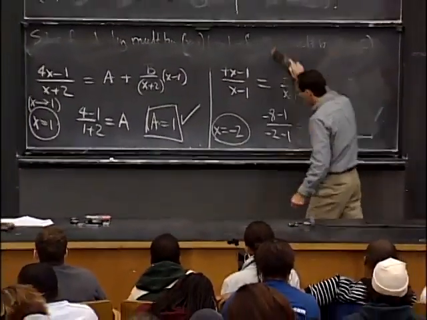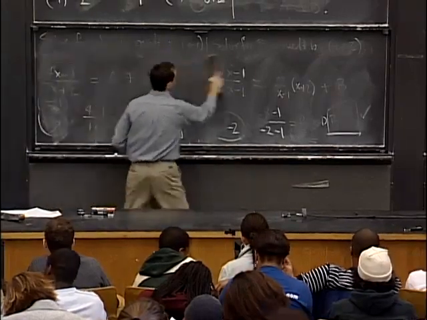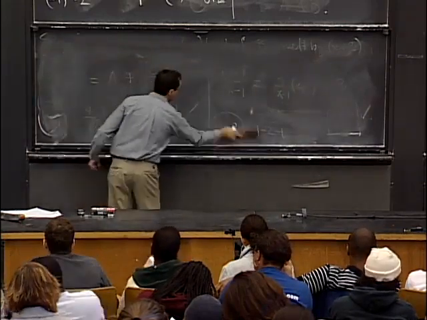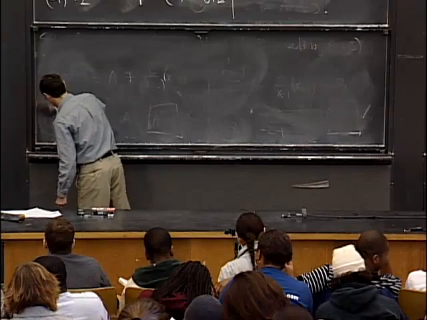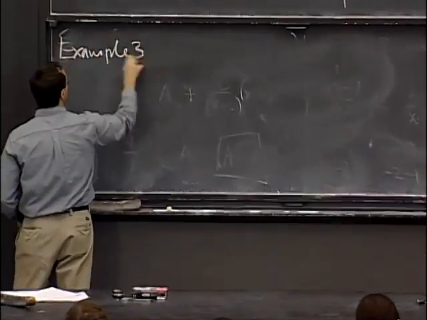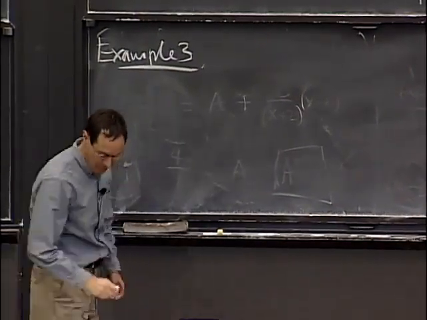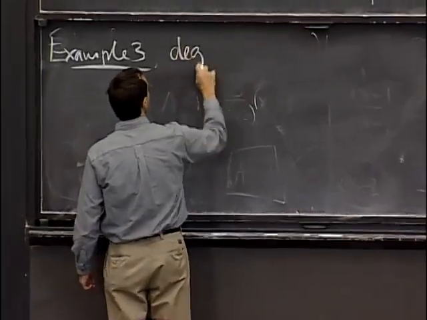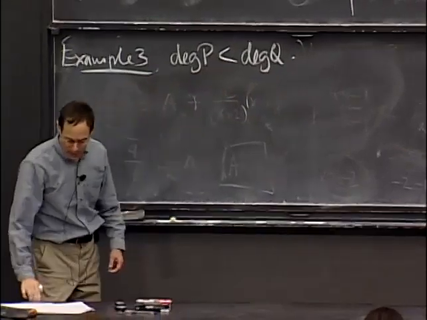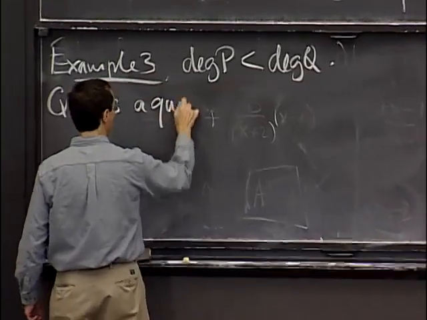Now, I have to get one step more complicated with my next example. My next example is going to have a quadratic factor. So still, I'm sticking to the degree of the polynomial in the numerator is less than the degree of the polynomial in the denominator. And I'm going to take the case where q has a quadratic factor.